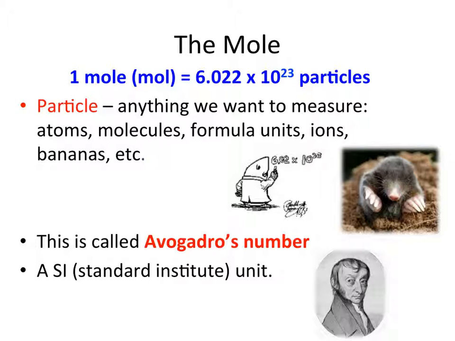Now this has many names. Sometimes it's called Avogadro's number, or sometimes it's called Avogadro constant, and it all relates to this guy over here, Avogadro, who came up with this number. And as it says here, it is one of the SI or Standard Institute units.